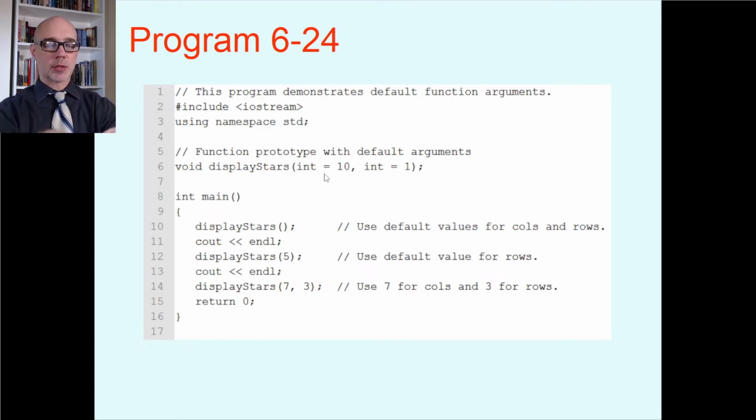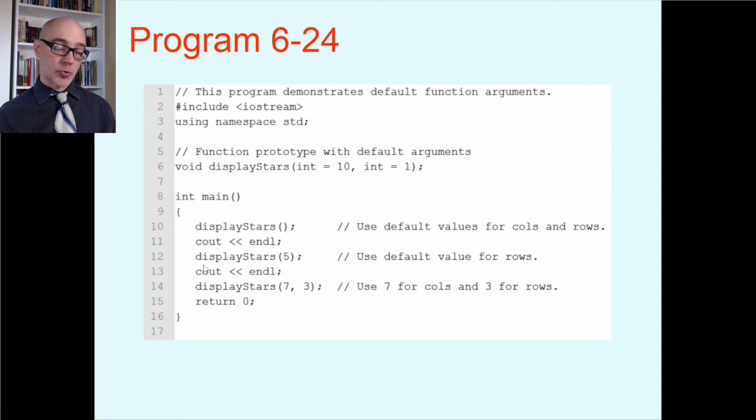And you can see we're using default arguments here. So if you don't say anything else, you're going to get 10 columns. And if you don't say anything else, by default, you're going to get one row. So here's the main function where that gets called a couple times. Line 10 calls displayStars, and you notice there was nothing put in the parentheses. If you leave that blank, you get the default arguments. So how many columns and how many rows will that be? Okay, and then we call it a second time.